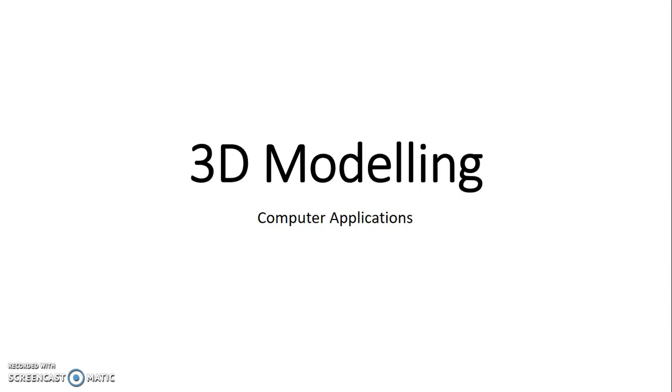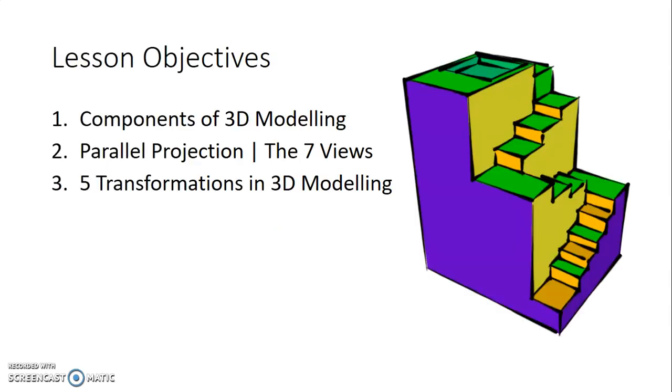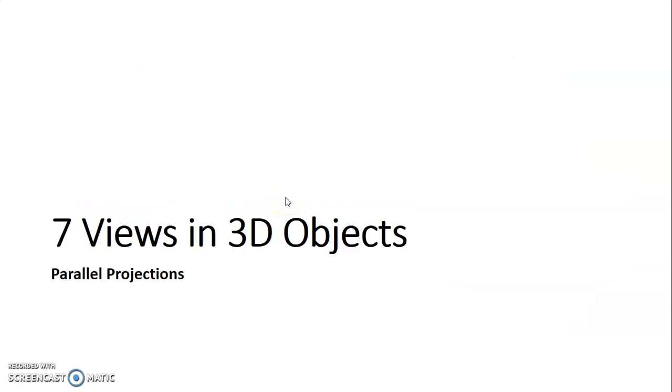Today we'll be looking at 3D modeling. For this particular tutorial, we'll be looking at the seven different views, and we'll talk about the five transformations in 3D modeling. So, what are the seven views in 3D objects?